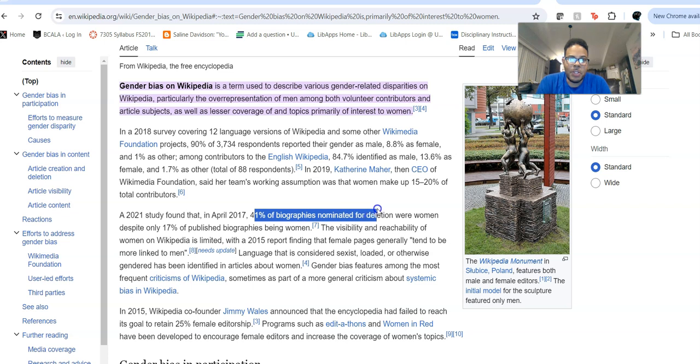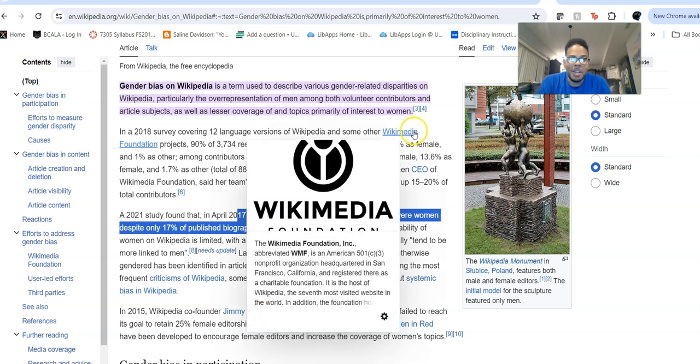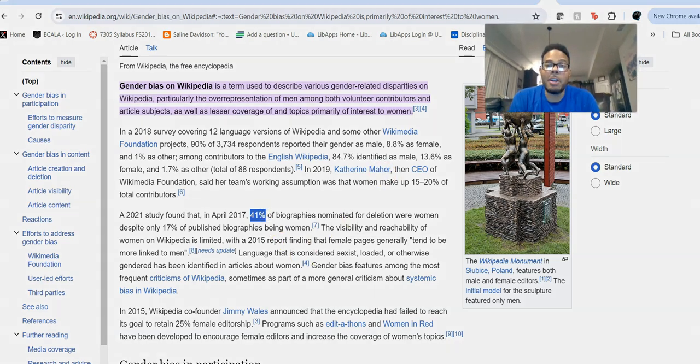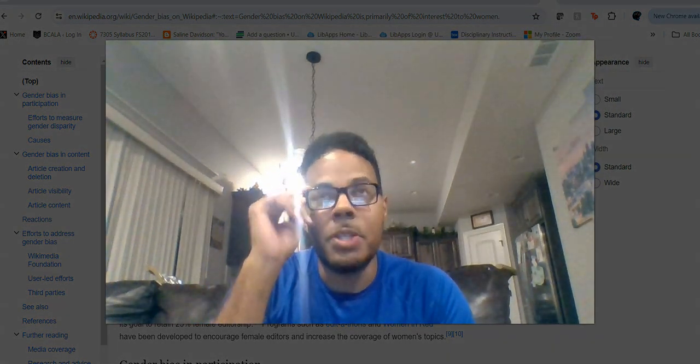41% of the biographies nominated for deletion were women, despite only 17% of published biographies being of women. So women make up a very small percentage of the total biographies published on Wikipedia, and yet they are close to half of the deleted biographies. And certainly there's some gender bias that plays into that.